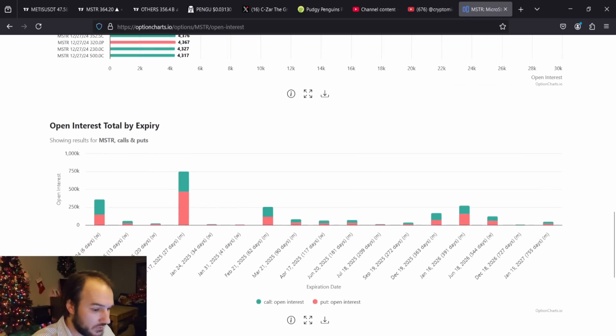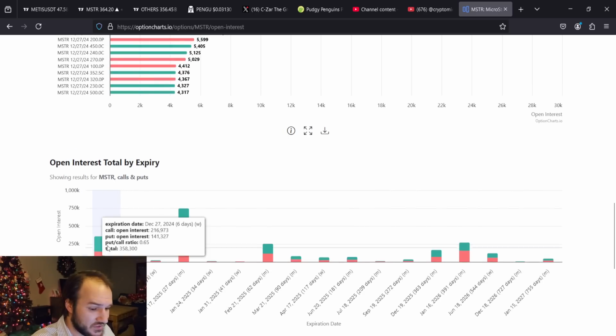More calls, not puts. Actually, yeah, more calls got open, man. That's crazy. That's not too crazy. It's December 27th. That's the expiration date.